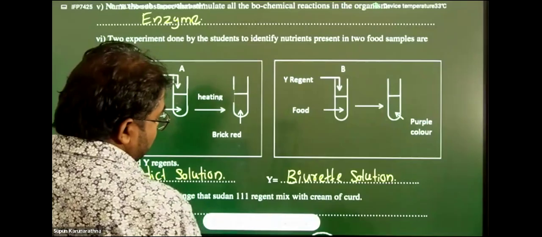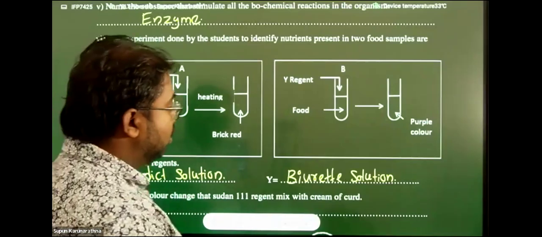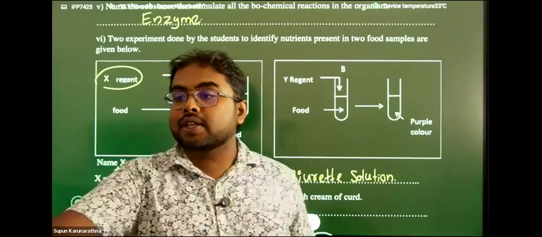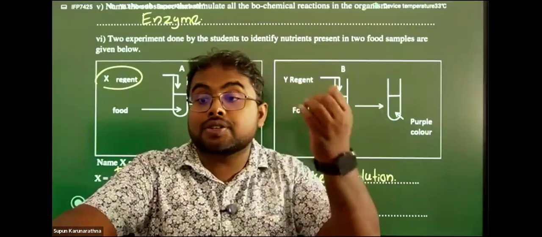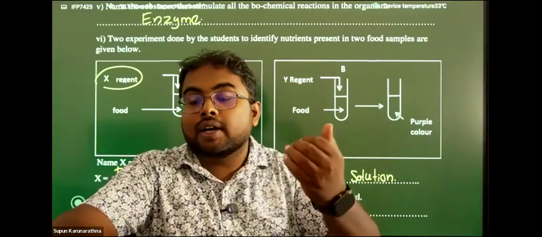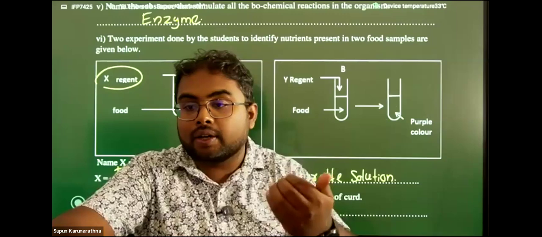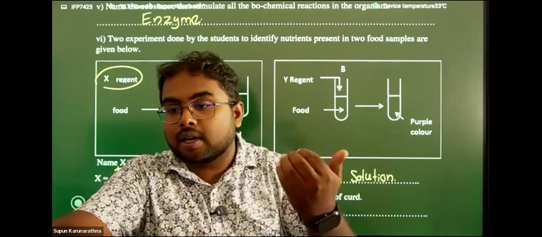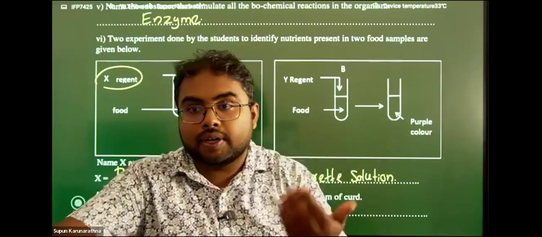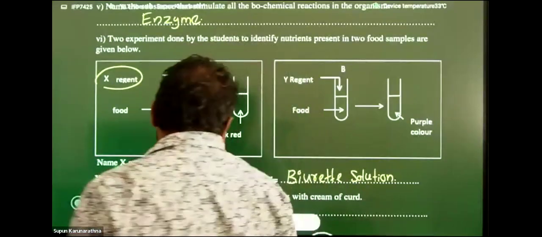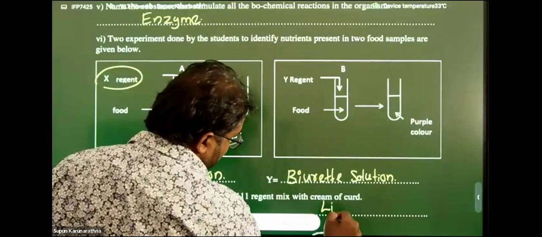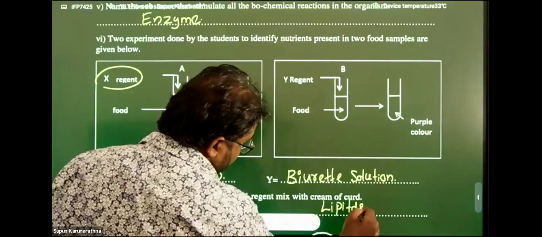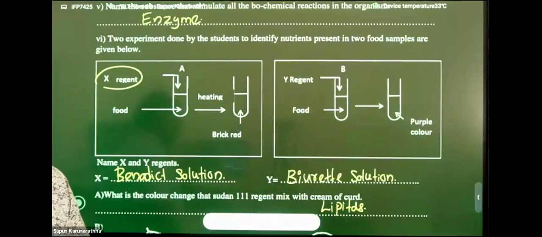The next one: what is the color change in the Sudan III region? The Sudan III region mixes with the cream of curd. So why do we use the Sudan III test? We use Sudan III for the identification of lipids. Very good. So therefore we can write it as lipids. We call it a lipid test.